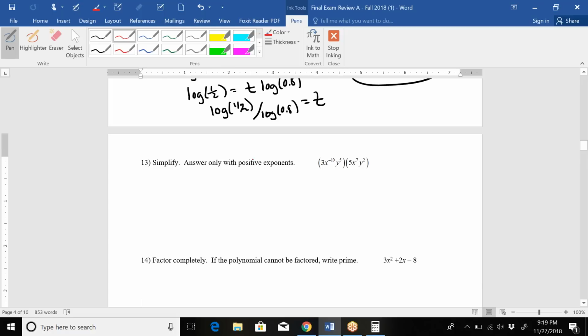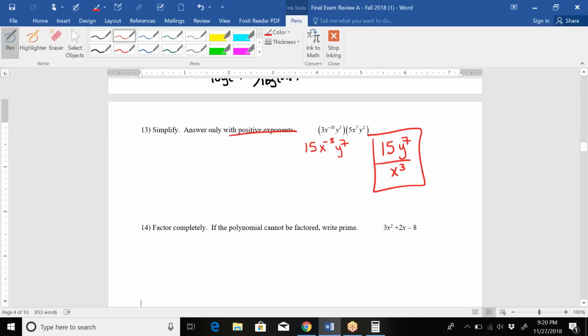So this says simplify, answer only with positive exponents. So it's just using the exponent laws. So 3 times, so there's no exponents on the big outside of the parentheses, so we're okay to go ahead and multiply. So 3 times 5 is 15. X to the negative 10 times x to the 7th. When you multiply bases that have the same base, we add their exponents. So that adds to negative 10 plus 7, so that would be negative 3. Y times y, we add the exponents, so that's 5 plus 2, that's 7. And it did say our answer should only have positive exponents, so we need to move that x to the denominator. So y to the 7th stays on top with the 15, and the x to the third is in the bottom.